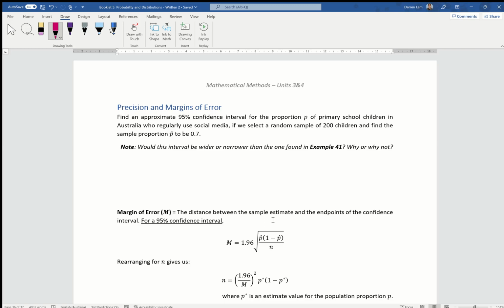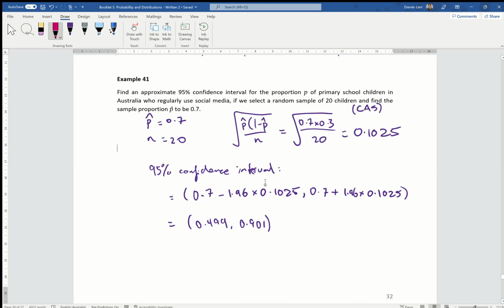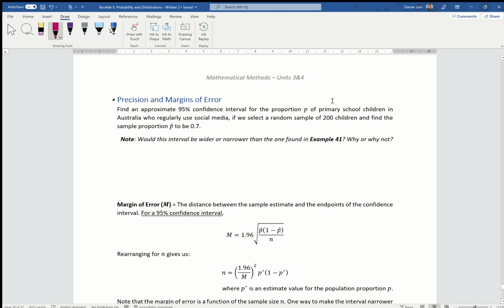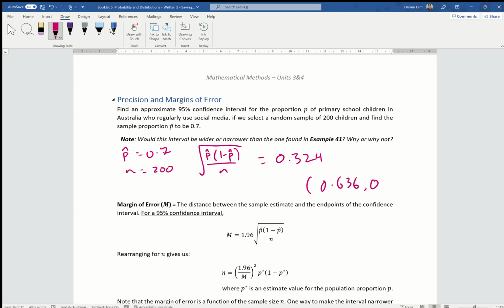In this case, it's the exact same question as above, as question 41, but the only difference is that instead of a sample size of 20, we're going with a sample size of 200. I'm not going to bore you with the steps because you guys have already done this, but I'll write down the same as well. If you find your square root of p hat multiplied by 1 minus p hat over n, over 200, sorry, we'll leave it as n now, you end up with 0.324, and your range, or your interval, is 0.636 to 0.747664. There we go. So, it is still a 95% confidence interval.